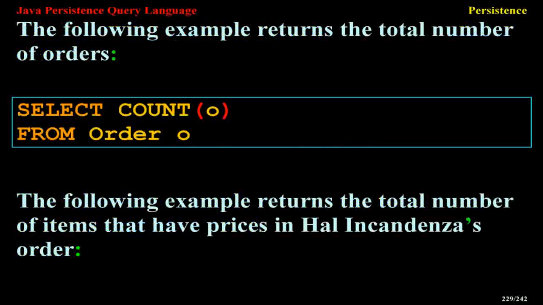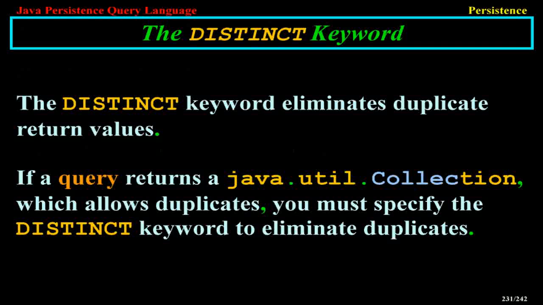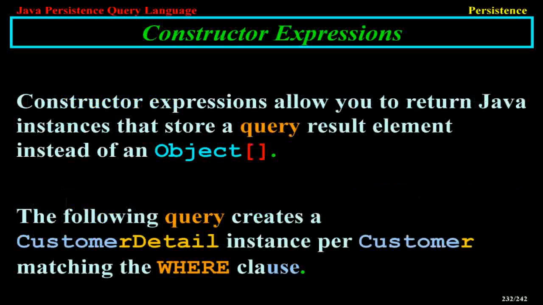The following example returns the total number of items that have prices in Helen Condense's order. SELECT COUNT(l.price) FROM Order o JOIN o.lineItems l JOIN o.customer c WHERE c.lastname = 'Condense' AND c.firstname = 'Helen'. The DISTINCT keyword. The DISTINCT keyword eliminates duplicate return values. If a query returns a java.util.Collection, which allows duplicates, you must specify the DISTINCT keyword to eliminate duplicates.